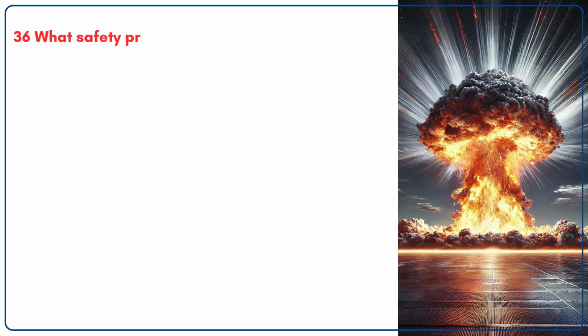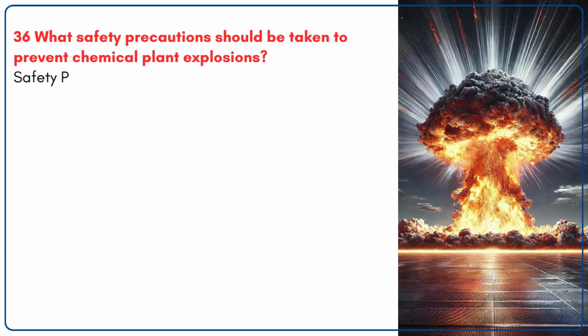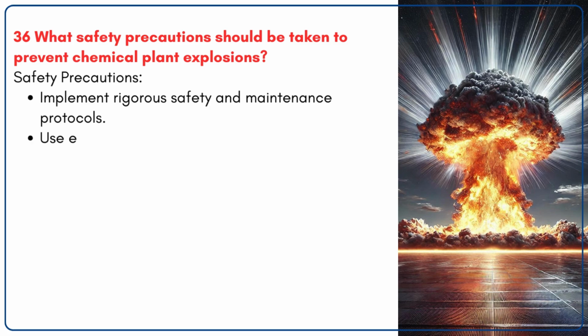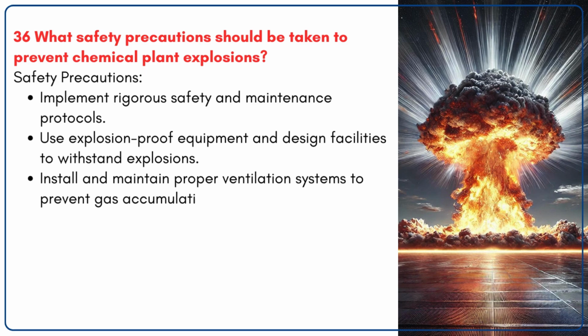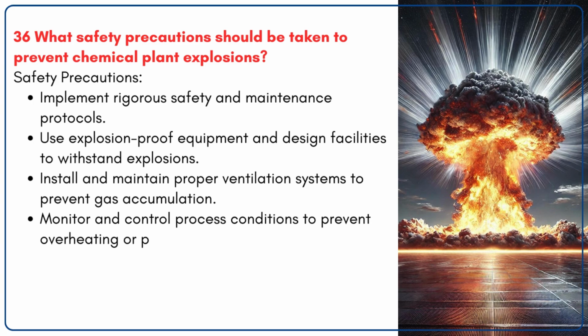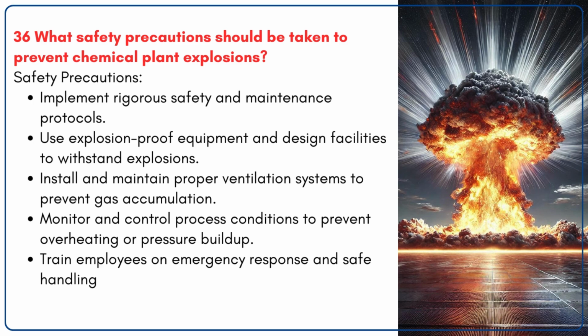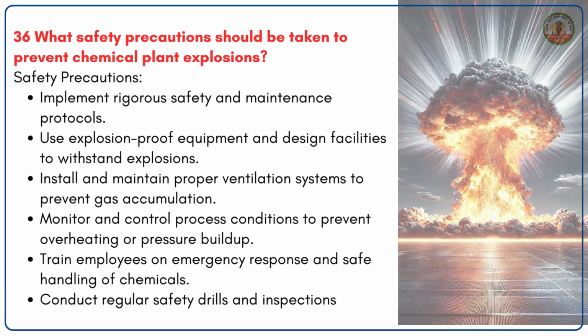36. What safety precautions should be taken to prevent chemical plant explosions? Safety precautions: implement rigorous safety and maintenance protocols. Use explosion-proof equipment and design facilities to withstand explosions. Install and maintain proper ventilation systems to prevent gas accumulation. Monitor and control process conditions to prevent overheating or pressure buildup. Train employees on emergency response and safe handling of chemicals. Conduct regular safety drills and inspections.